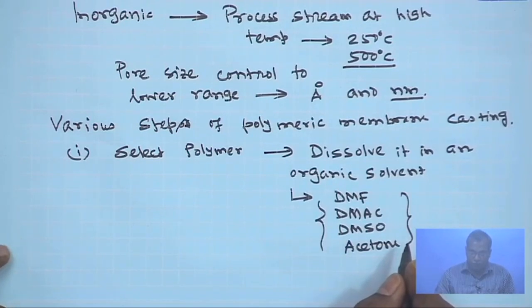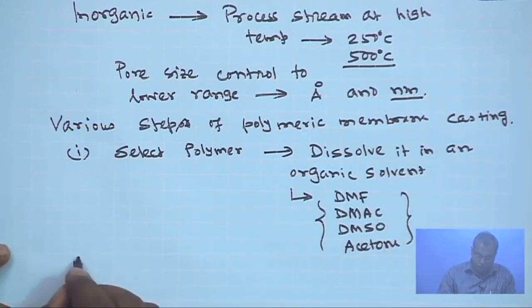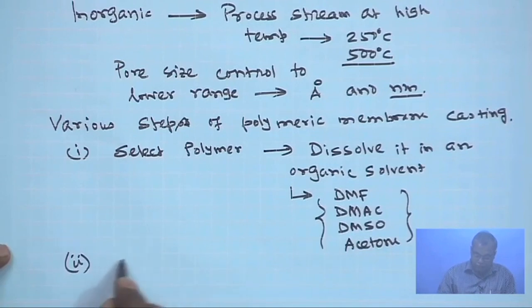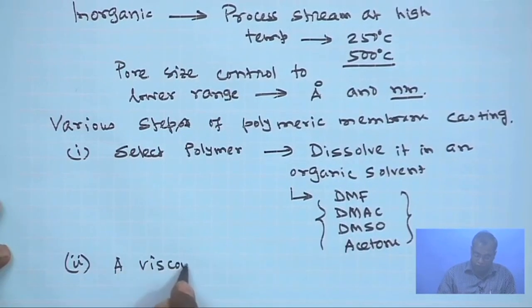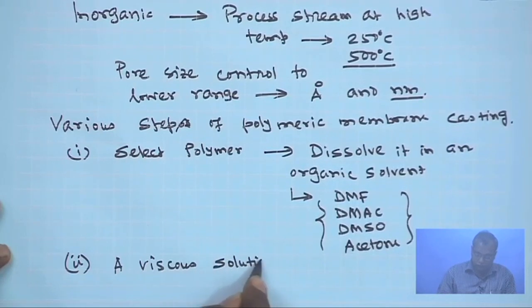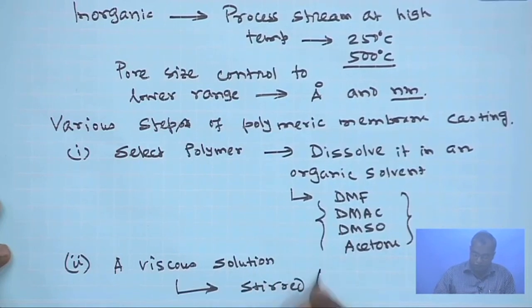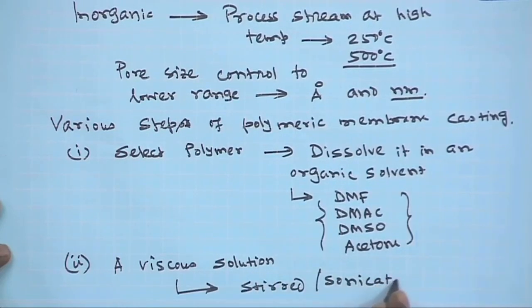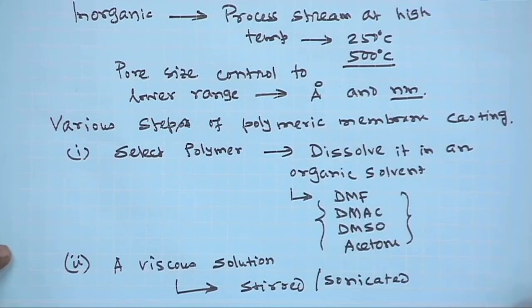Once we select the polymer composition and the solvent, then it will be dissolved in the solvent. What will be the result? A resultant will be a viscous solution. And this solution will be continuously stirred or sonicated so that there will be no agglomeration of the polymeric material in the solution. So, it will produce a homogeneous solution. The homogenization should be continued so that there will be no dissolved air bubble present in the solution.